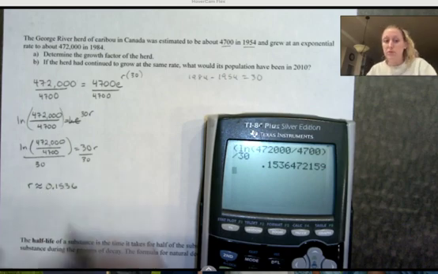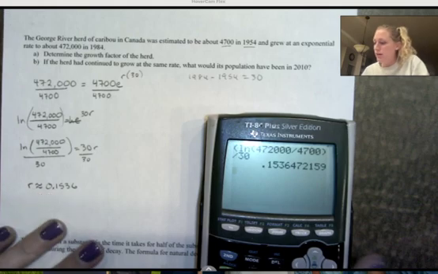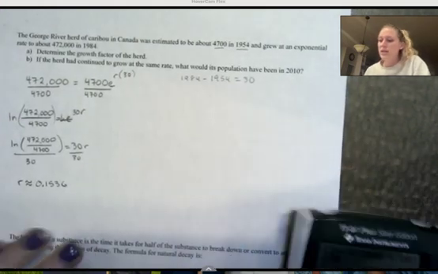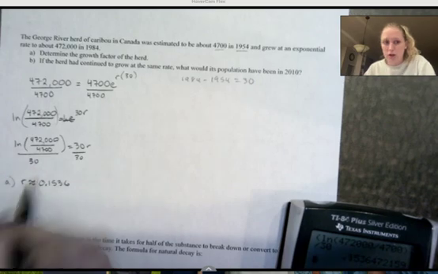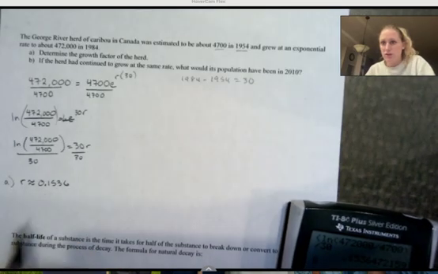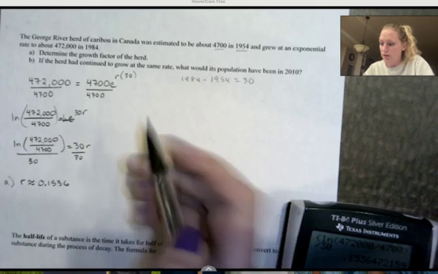Okay, so minimum of 3. I think 4 is actually even better. So we're going to do 4 here. Okay, so we figured out the growth factor, right? So this was part A. Figured out the growth factor or growth rate of the herd, okay?